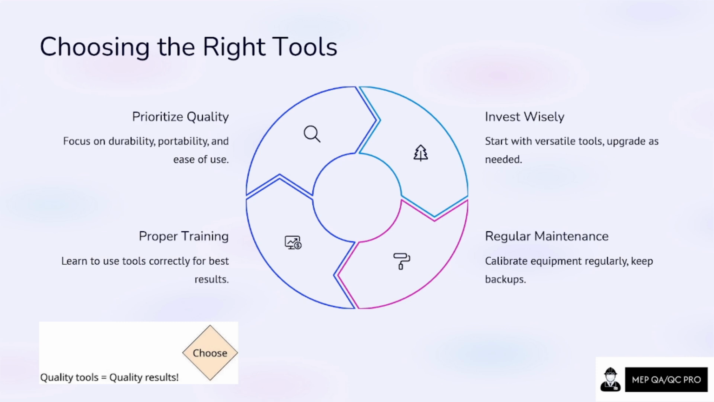Then the third is regular maintenance. Calibrate your equipment regularly, keep backups. Whenever you are using any equipment at site, you should have a calibration tracker, so that you can easily identify which equipment is going to expire in the upcoming months, years, and days, so that you can stay updated throughout your project. And you need to make sure that whatever equipment they are using has a calibration certificate and is calibrated and valid.